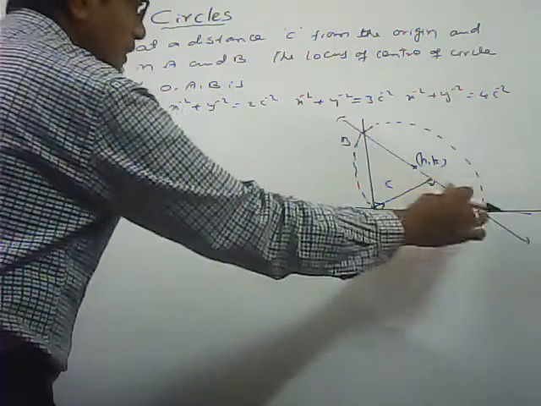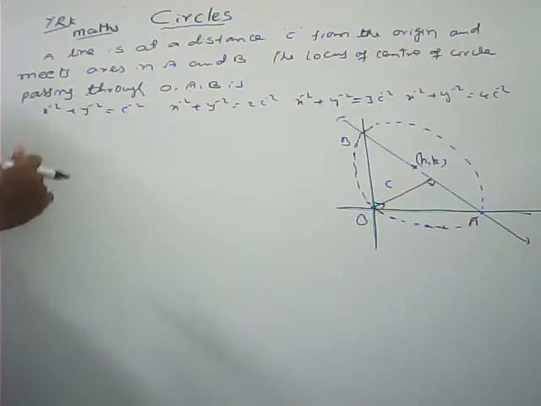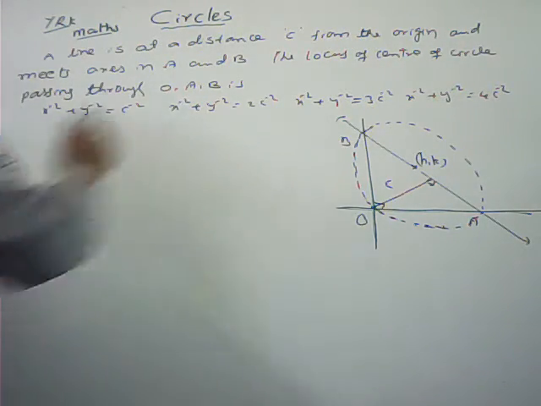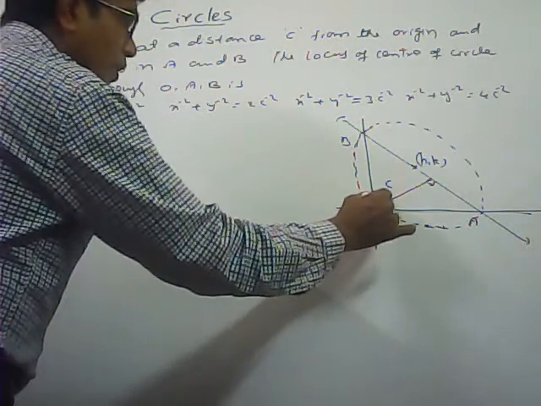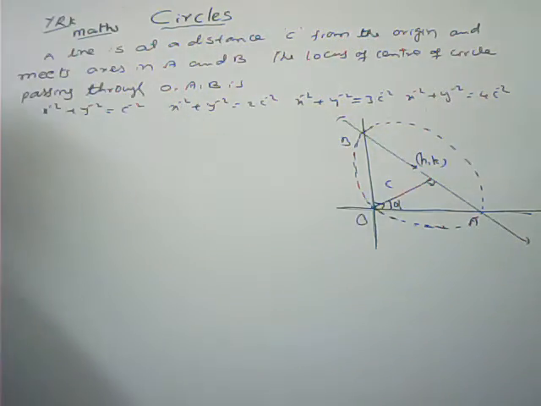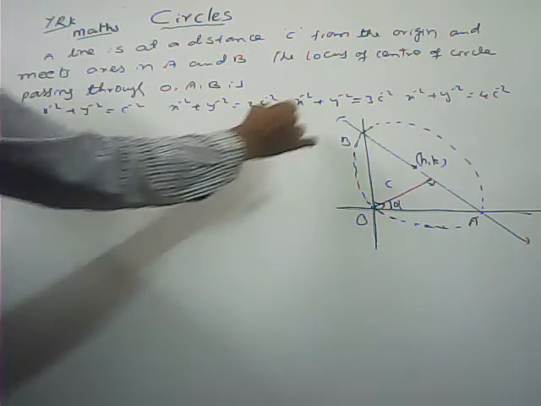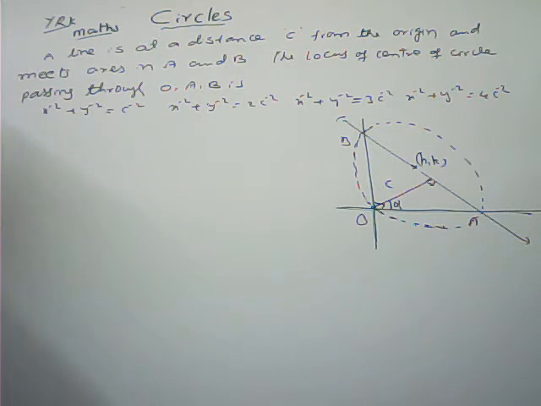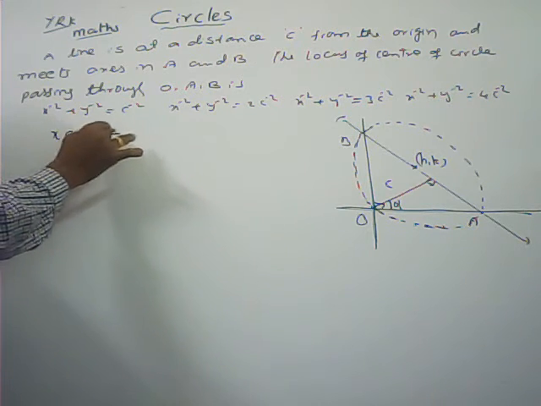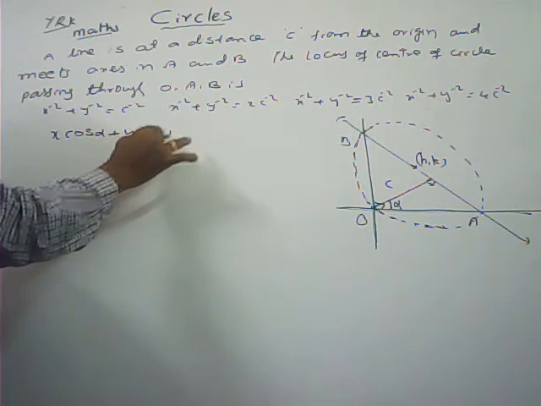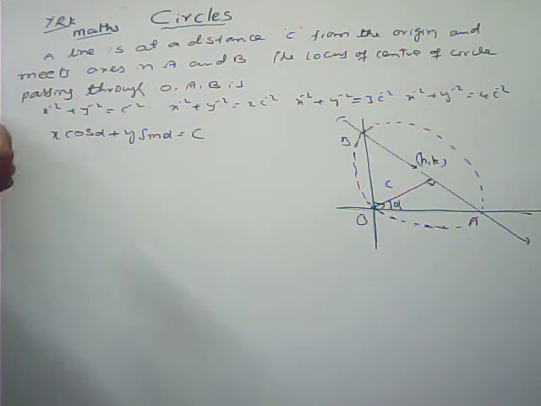Now what about the equation of this line? That is at a distance c units from the origin. So here we can take that the perpendicular, that normal, makes an angle alpha with the positive direction of the x-axis. Then the equation of the line, the normal form in straight lines, is x cos α + y sin α = c. There p is used, here c is there.